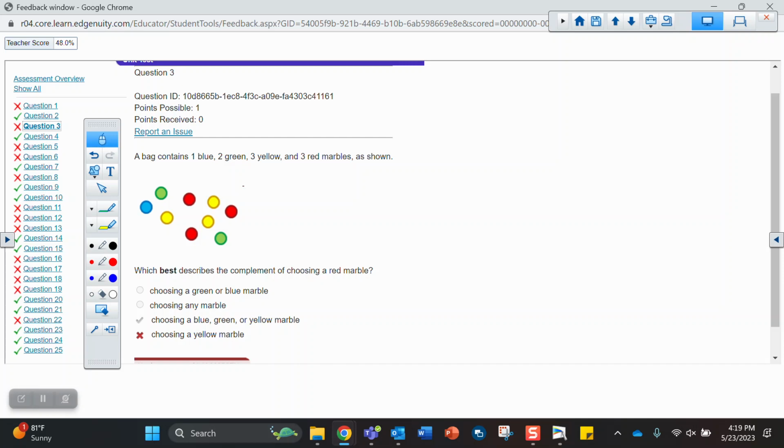So here the complement of red is everything that's not red. So that would be blue, yellow, or green. It looks like you picked yellow maybe because there were 3 reds, so there were 3 yellows. But complement again means all of the choices that aren't choosing red.